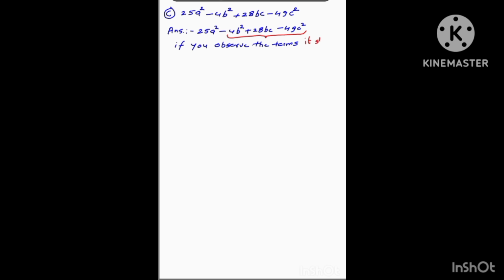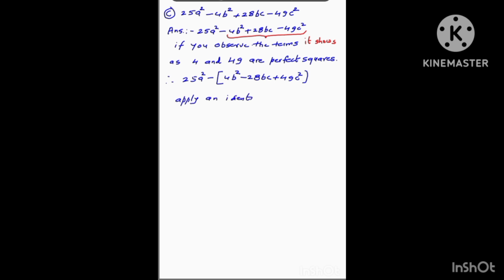They might give you the terms not in order, jumbled up, say first term, second term, fourth term, like that. You have to correct it just by changing the position. You are not changing the main value of the expression, okay. So let us discuss the problem again. As 4 and 49 are perfect squares, I'm writing it like this: 25a square into bracket 4b square minus 28bc plus 49c square. This is deliberately written in a bracket because you are concerned with that. You have to apply the identity only to the thing which is in the bracket.